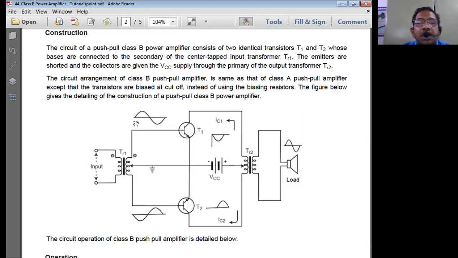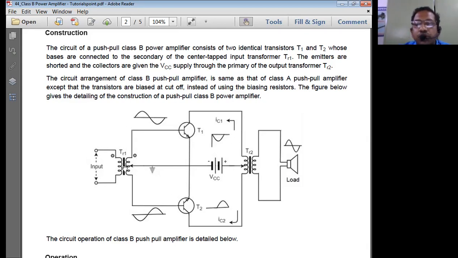That means if a positive peak is applied to the input of the transformer, this positive peak is applied as a positive peak to T1 and a negative peak to T2 because of the center tap transformer inversion connection. Therefore, T1 turns on, T2 turns off. If T1 turns on, it's simply going to transmit that part of the signal.